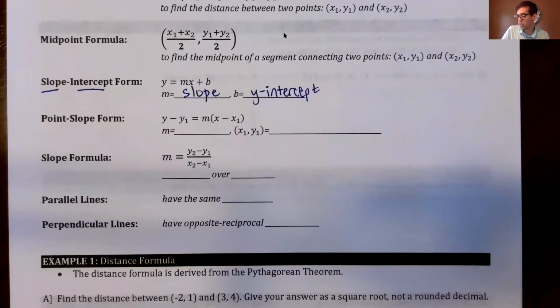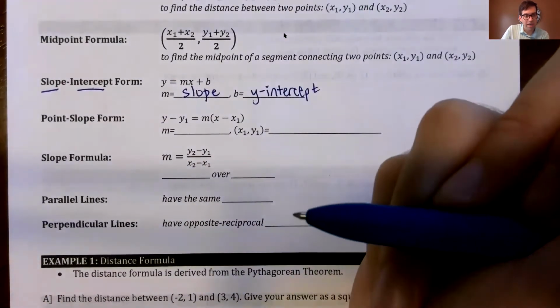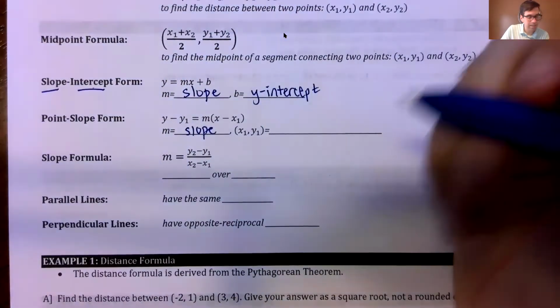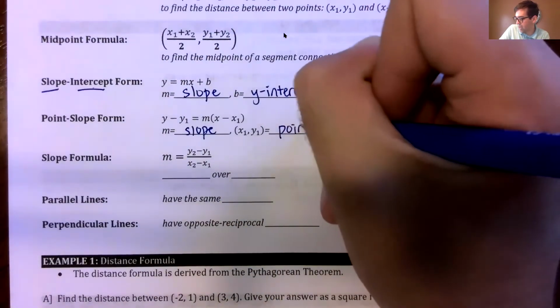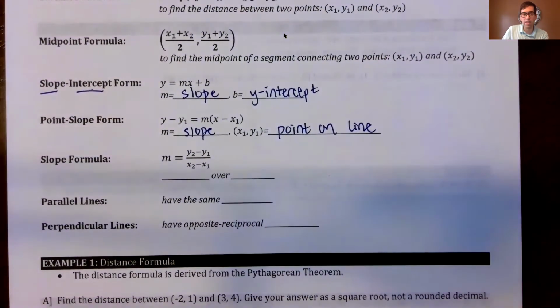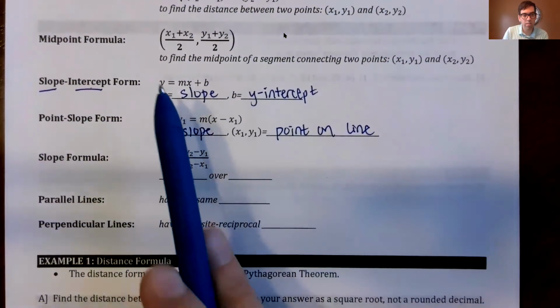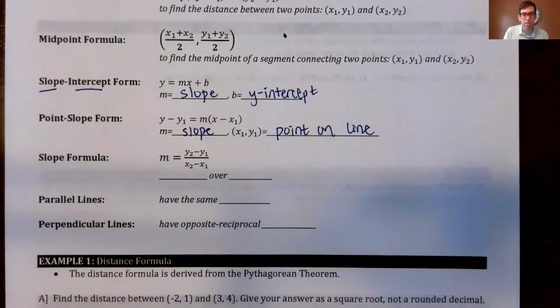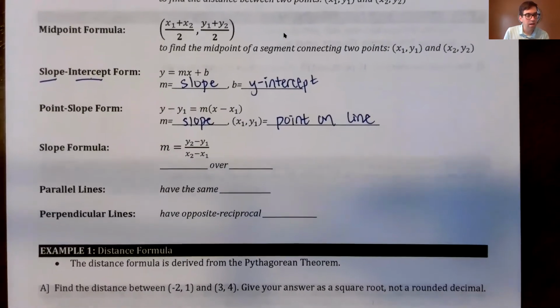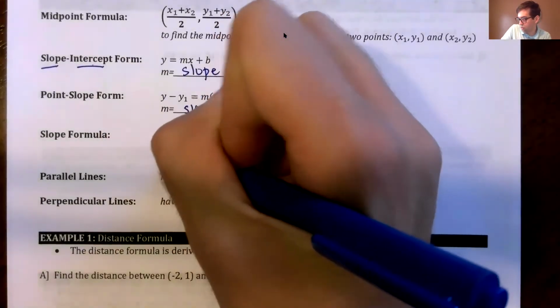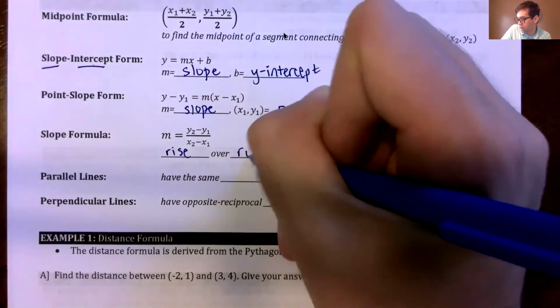We also have point-slope form, which, as you may guess, gives you the slope and a point on the line. And it can be any point on the line that you can plug in as x1 and y1. In both of these equations, the x and the y don't get plugged in for your initial form of the line. Next up, we have the slope formula, which is commonly referred to as rise over run.